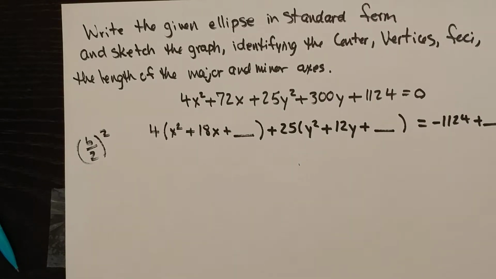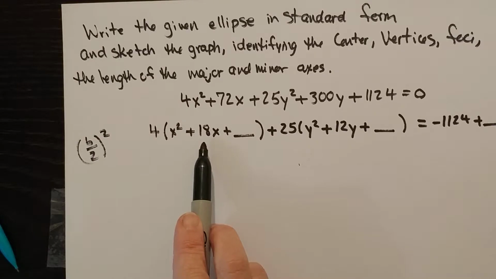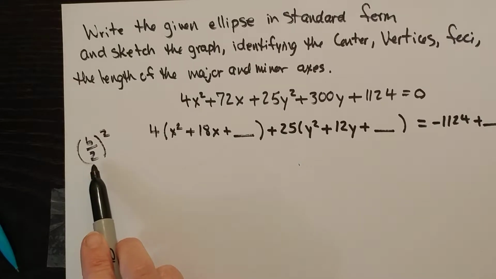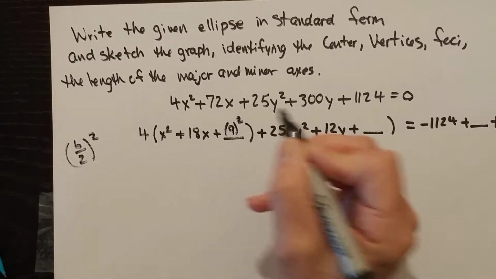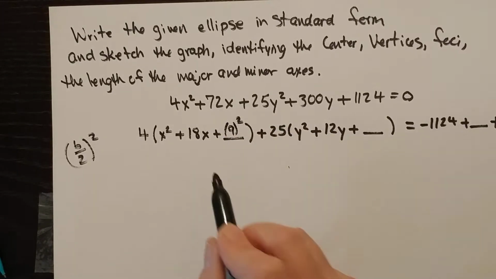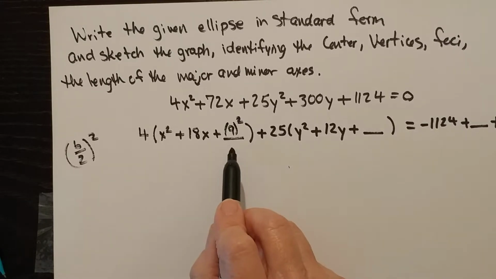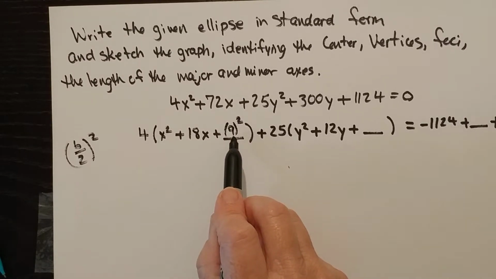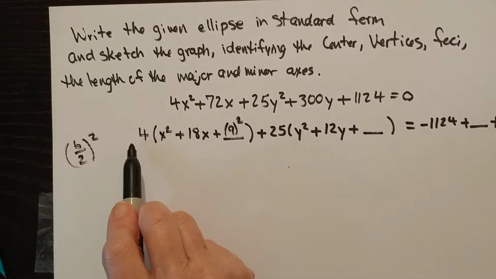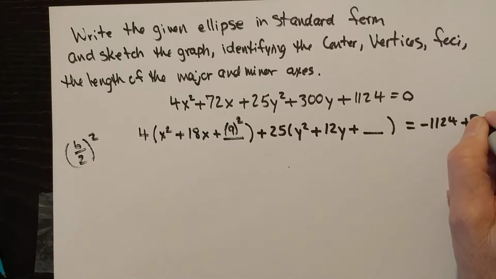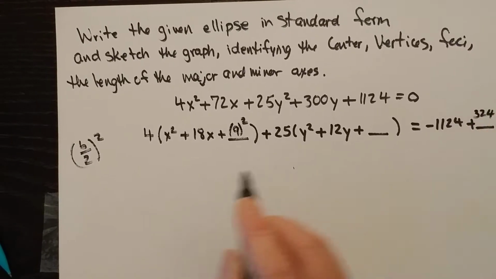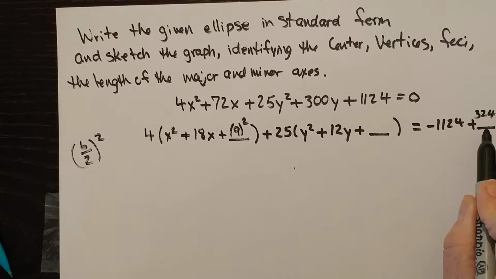So what's in the b position is whatever is next to just the x. So b in this case is 18. So I would say, well, what is 18 divided by 2? That's a 9. So what I'm going to add to both sides is 9 squared. But 9 squared is really 81. So what I added to the left was 81, but this 81's inside the parentheses. So you have to take 4 times 81. That's what you really added to this side. So 4 times 81 is equal to 324. So that's what I really added to the left, so that's what I have to add to the right.